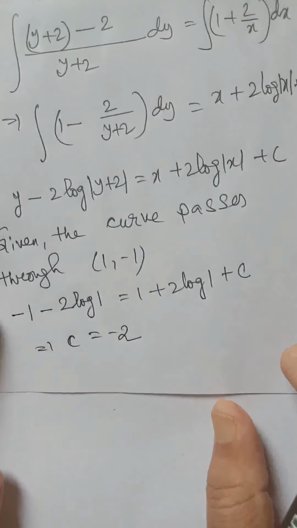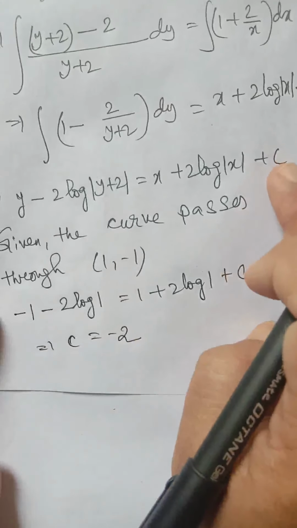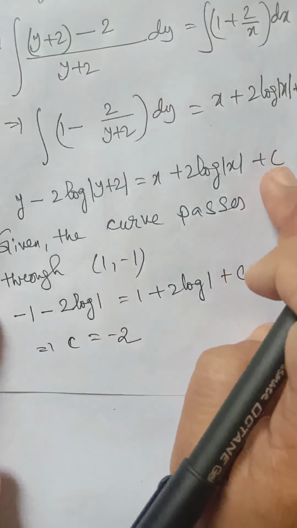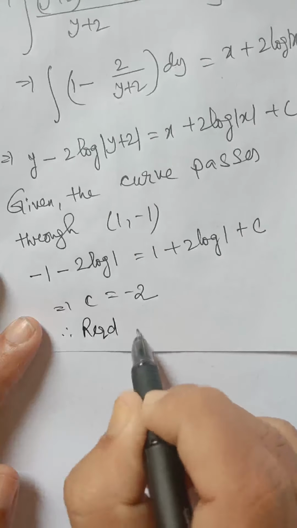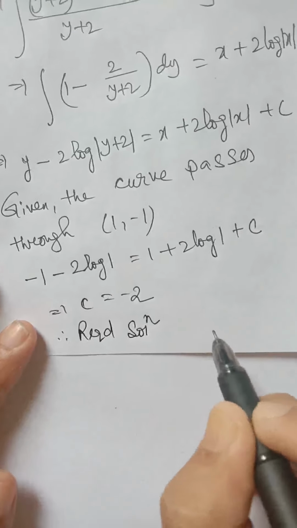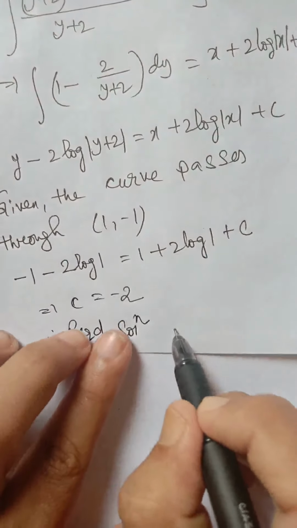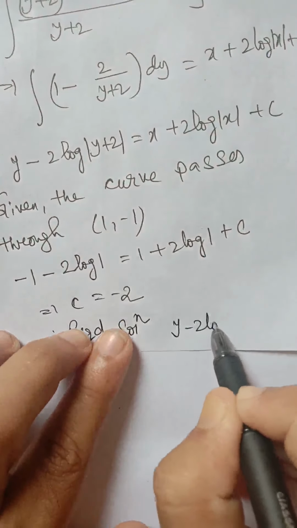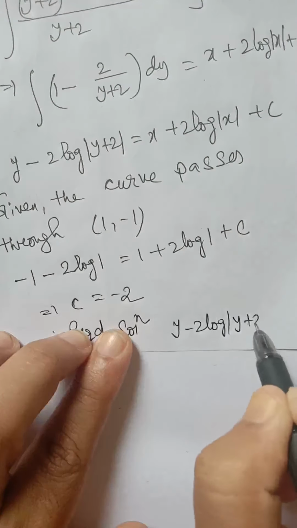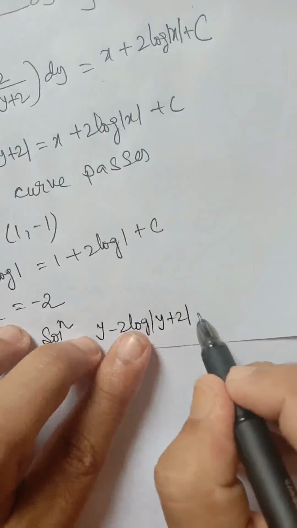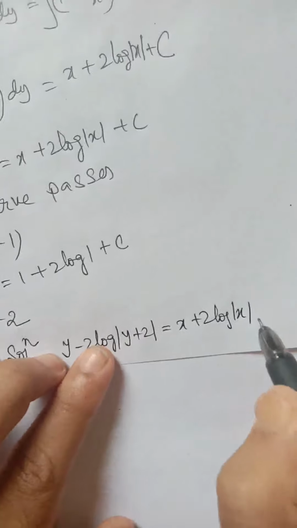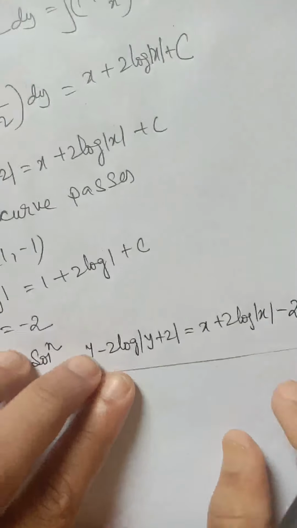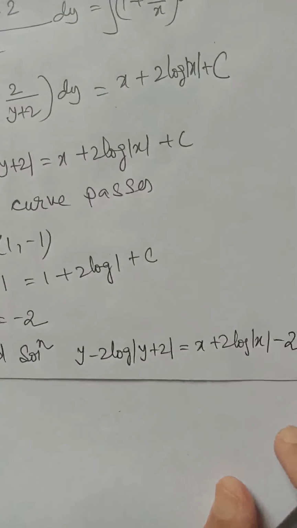Now putting the value of c here, we will get the required equation of the curve, that is the particular solution. Therefore the required solution curve is y - 2 log(y + 2) = x + 2 log x - 2. So this is the particular solution.